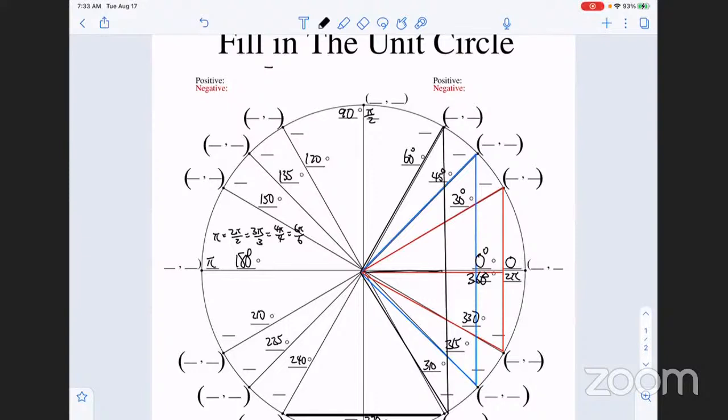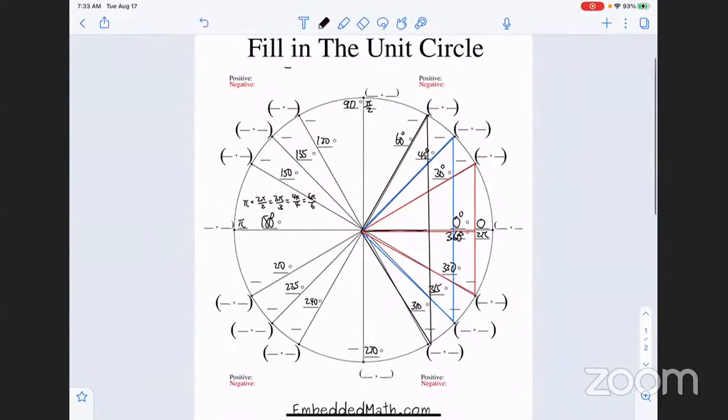Now, all I do is just count them. So you think about here is 2 pi over 2. Kind of makes sense. Right? That's also 2 pi over 2. Then you count them to here. That makes this one 3 pi over 2.